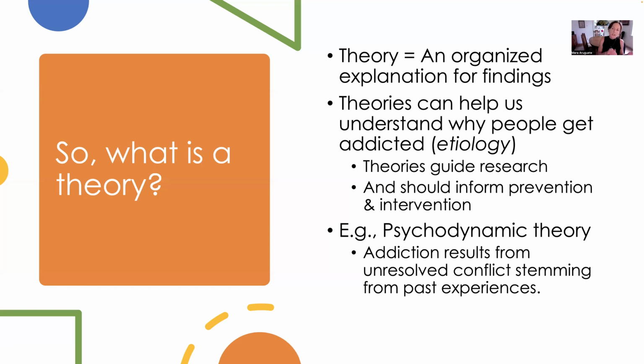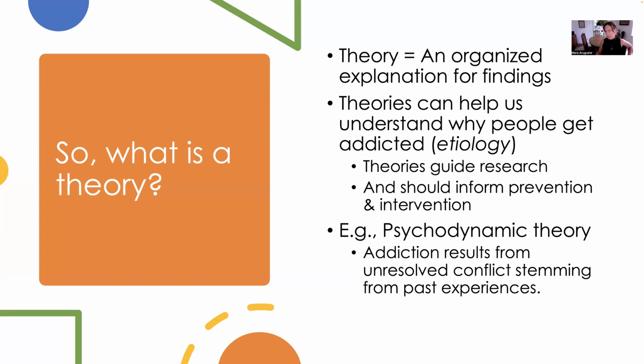If we think in these terms, then once we have an explanation, that should guide research. So, for example, if we believe that addiction is a disease or is biological or has to do with a genetic predisposition, then we can do research to see if it runs in families. And it should also inform prevention and intervention as well.